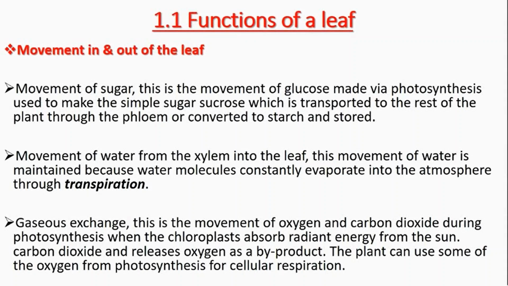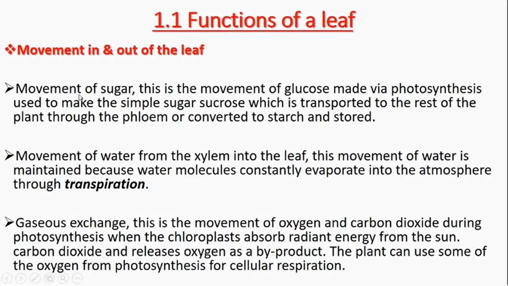Starting off with the functions of the leaf, looking at movement in and out of the leaf. The first form of movement is the movement of sugar. This is the movement of glucose made via photosynthesis, used to make the simple sugar, sucrose, which is then transported to the rest of the plant through the phloem or converted to starch and stored in the leaf.